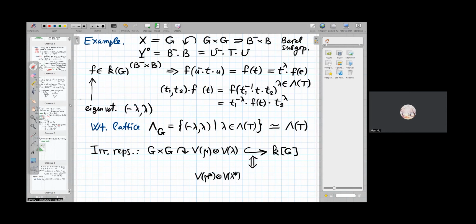If you take the dual representation, and if you take, let me move it slightly to the left, like this.